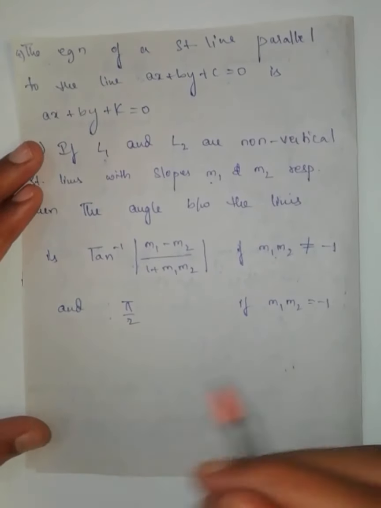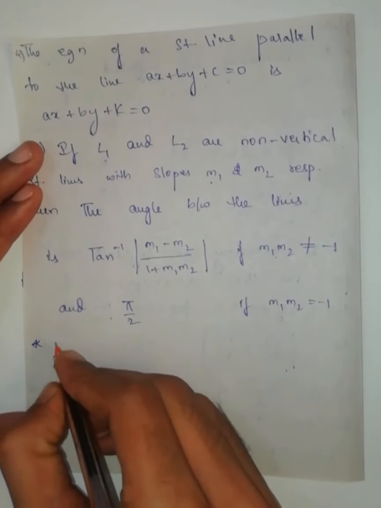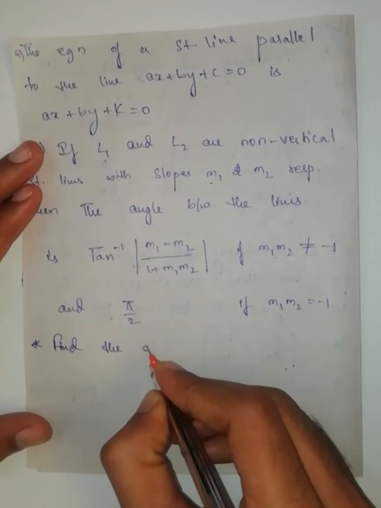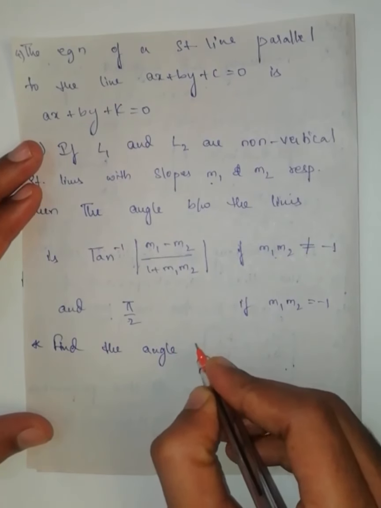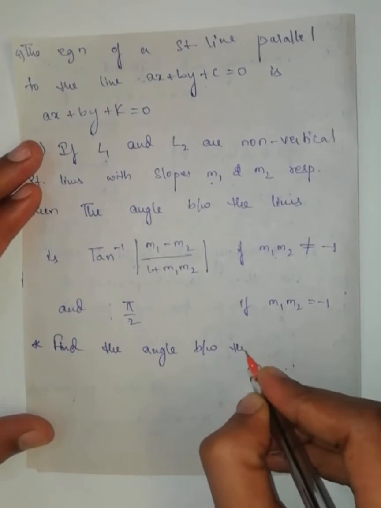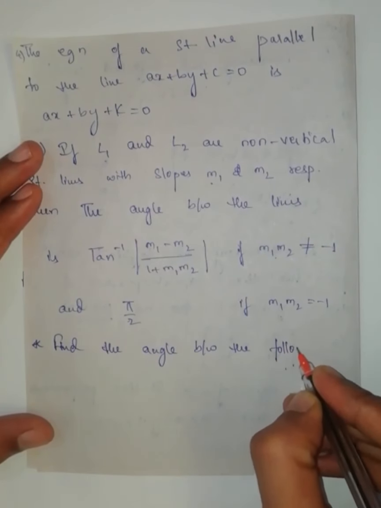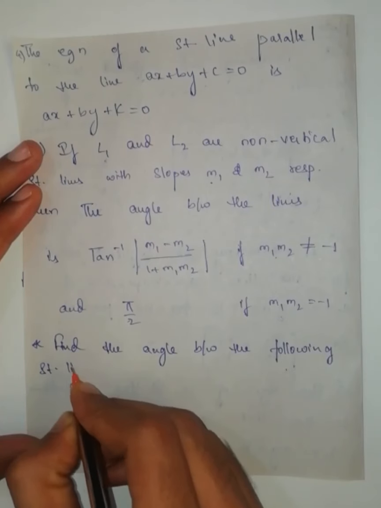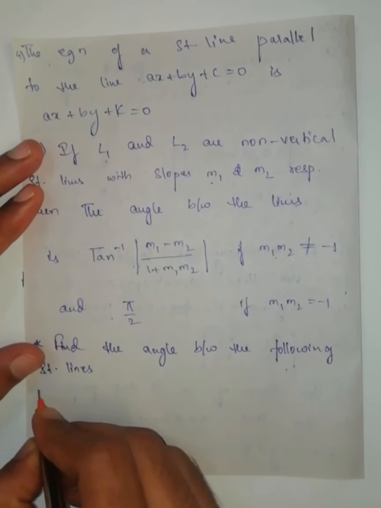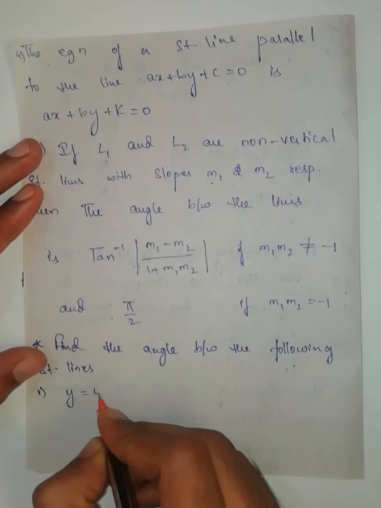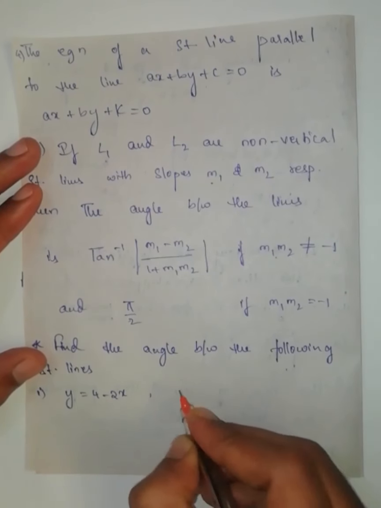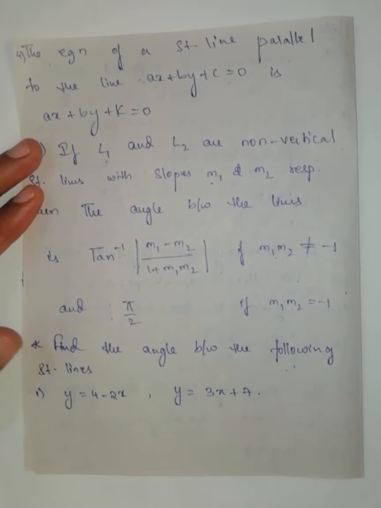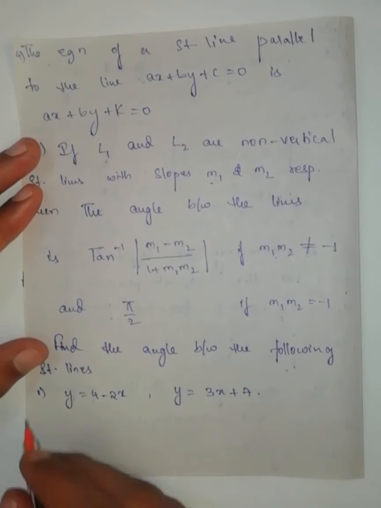Problem: find the angle between the following straight lines. First one, y is equal to 4 minus 2x, y is equal to 3x plus 7.